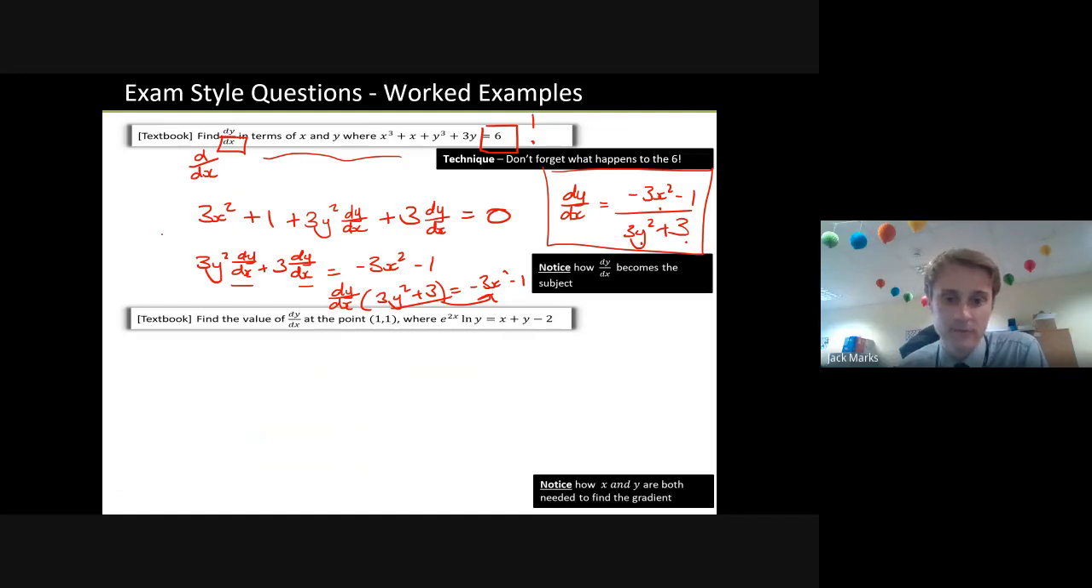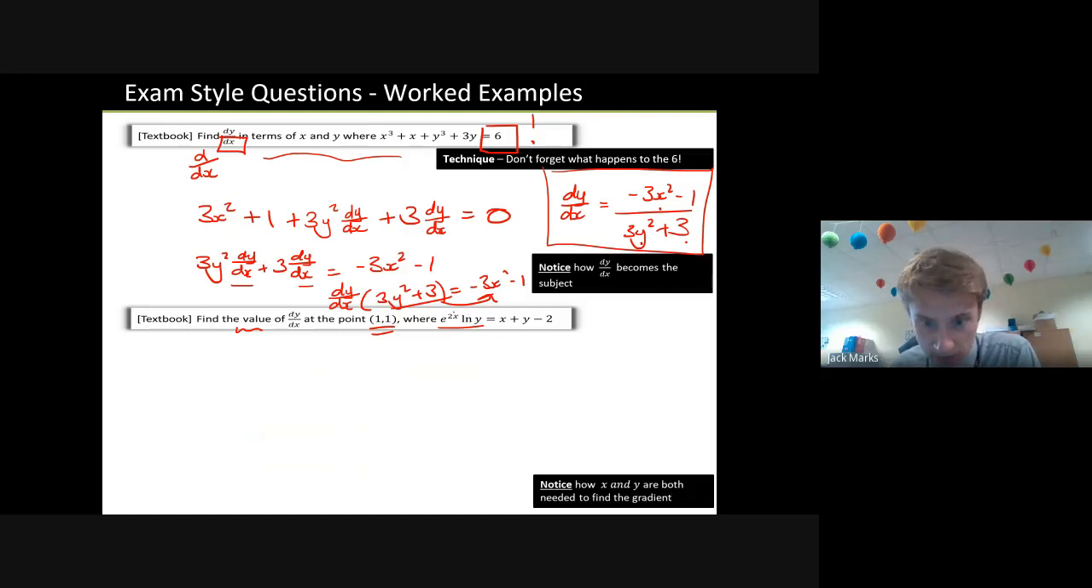So we've done that. This one here is the same question, but they give you a coordinate and they want you to find the value. So we're going to do the same thing again, but then we're going to actually use the answer. Notice how x and y are often both needed for the gradient. So it's not just like you can just use the x. Here, you probably need the x and the y as well. So what have we got? It looks a little bit complicated, this one here.